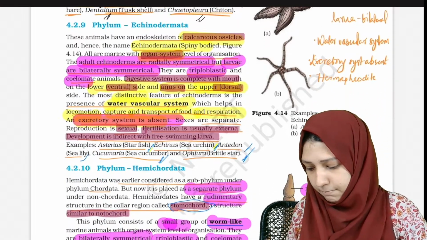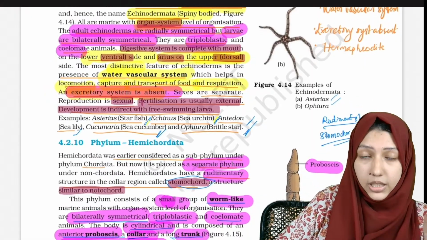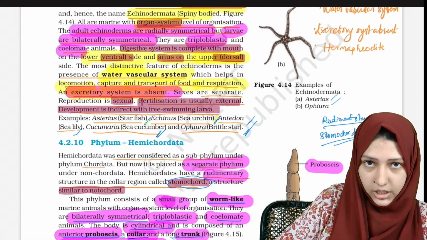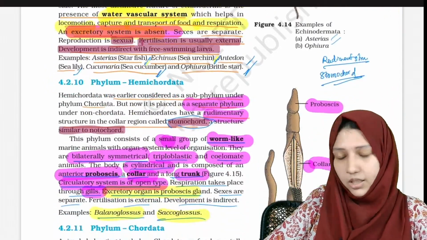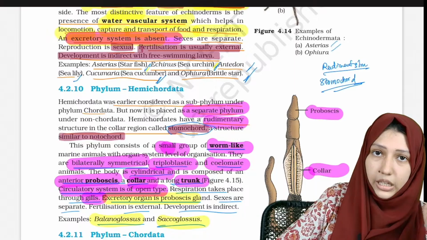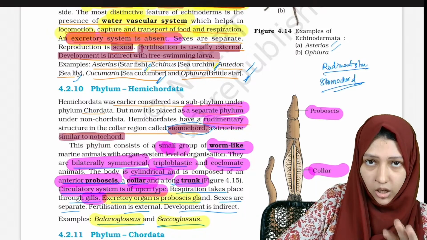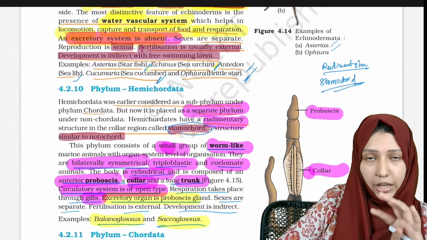Okay, water vascular system. Echinodermata also possesses water vascular system. Okay, clear? And examples again you have to note: Hemichordata. Hemichordata was earlier considered as a subphylum. That is not so important. Now they are a new phylum, Hemichordata.